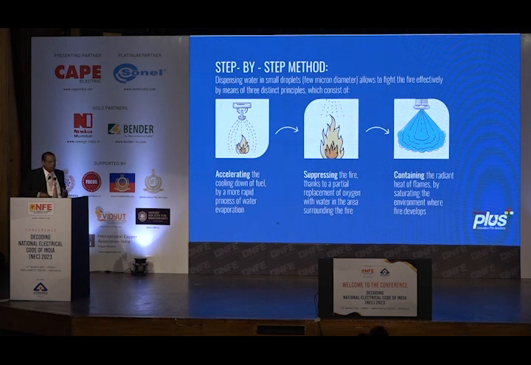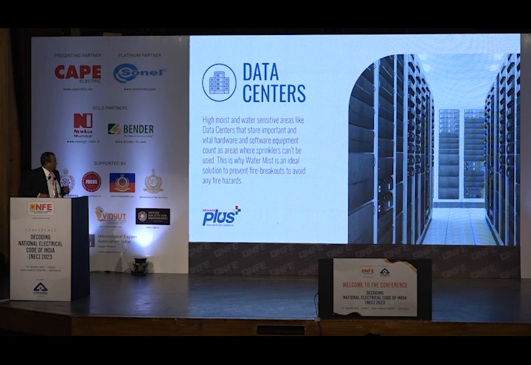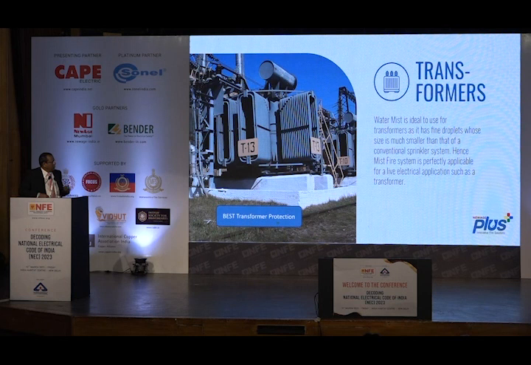As per NFPA 750, water mist solutions are applicable for class A solids, class B liquids, electrical fires, circuit breakers, and data centers. One of India's biggest data centers is covered by low pressure water mist, and a lot of data centers coming up will definitely use this technology. So these solutions can be used very effectively in data centers. They can be used in transformers.